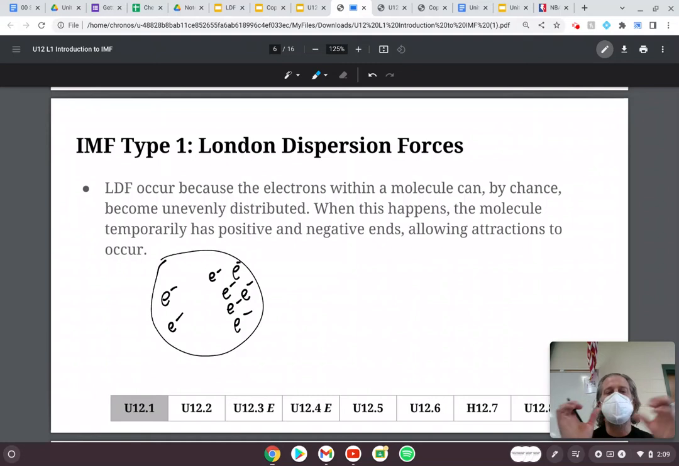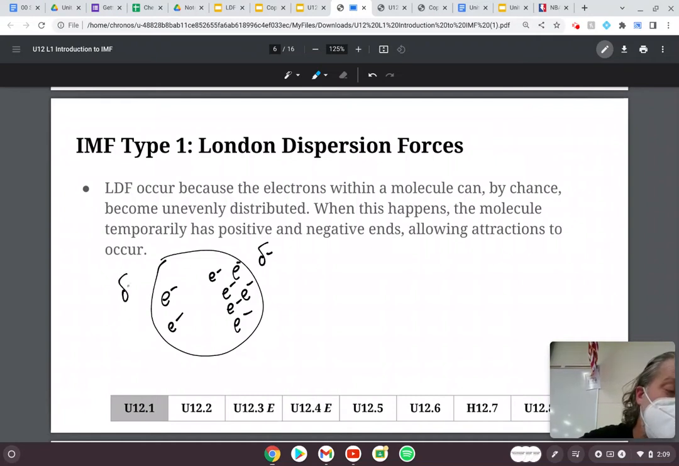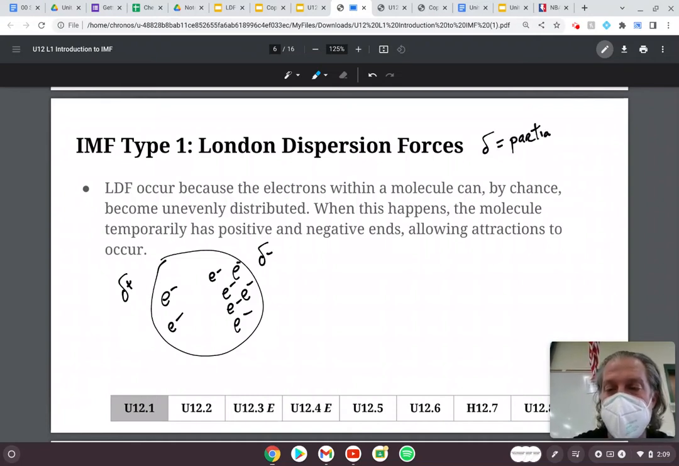Okay? The electrons are shifting from one side to the other side, and that creates a temporary positive and negative end to this structure. So this is going to have a temporary negative end, and this is going to have a temporary positive end. Remember, that little guy right there is a partial charge from what feels like forever ago, but we definitely worked with those.